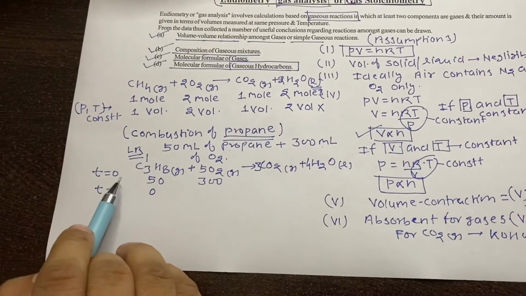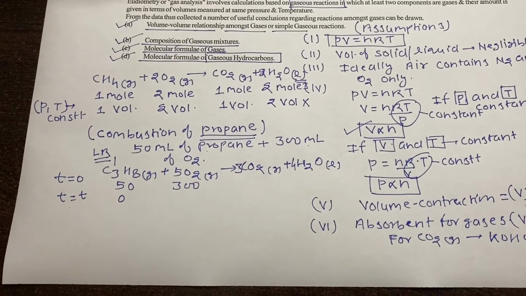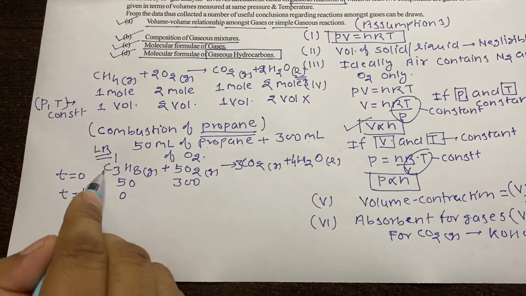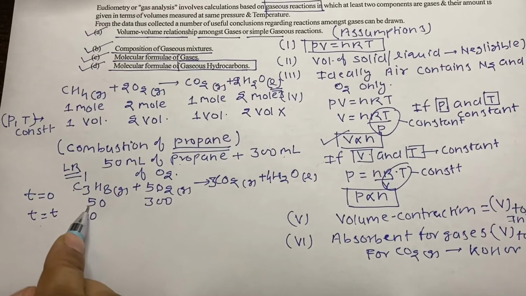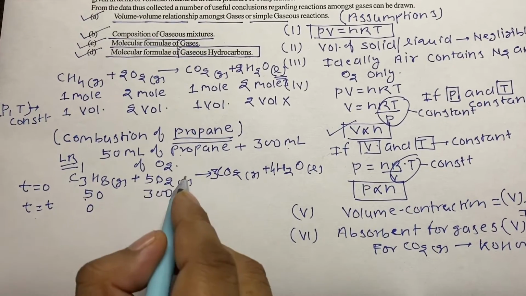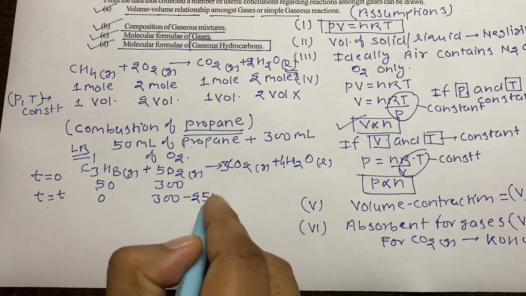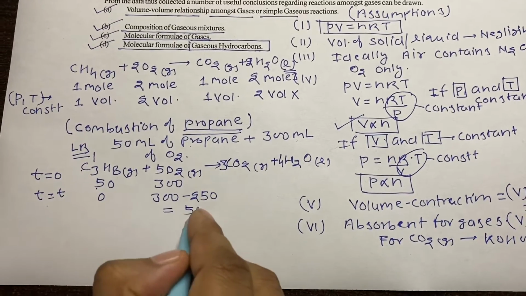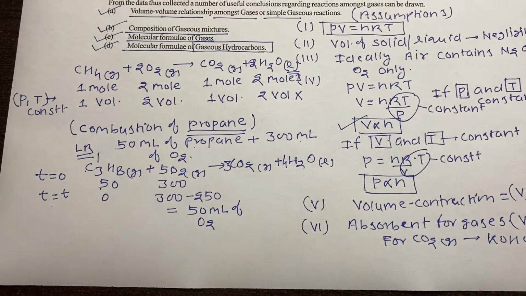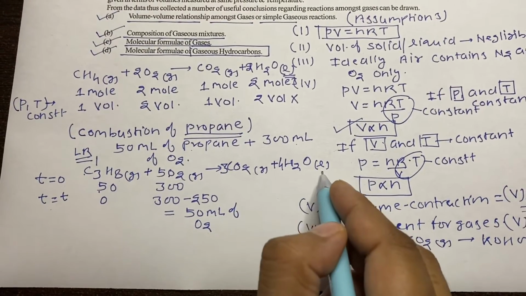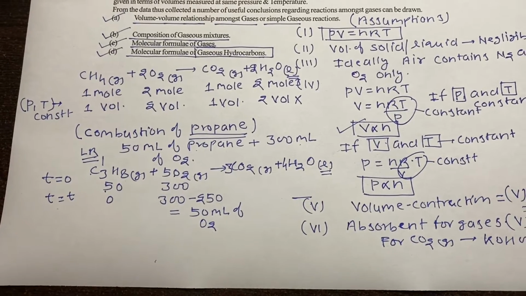Obviously we do all stoichiometric calculations with respect to the limiting reagent. So 1 mole of propane reacts with 5 moles of oxygen. So 50 ml of propane will react with 250 ml of oxygen. So 300 minus 250 will give 50 ml of oxygen left in this mixture. And definitely, because water is in liquid form, we will not consider the volume of water.